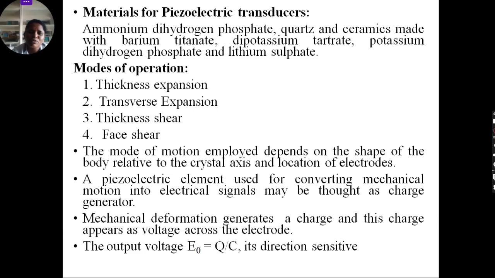The mode of motion employed depends on the shape of the body relative to the crystal axis and the location of the electrode. The piezoelectric element used for converting mechanical motion into an electrical signal may act as a charge generator. The mechanical deformation generates a charge, and this charge produces a voltage across the electrodes. The output voltage we consider as E0, so E0 is equal to Q by C.